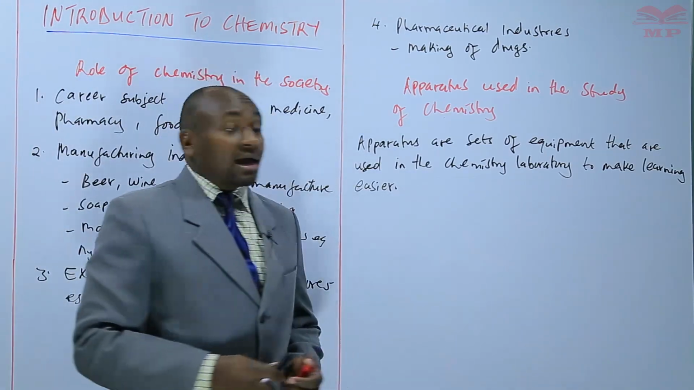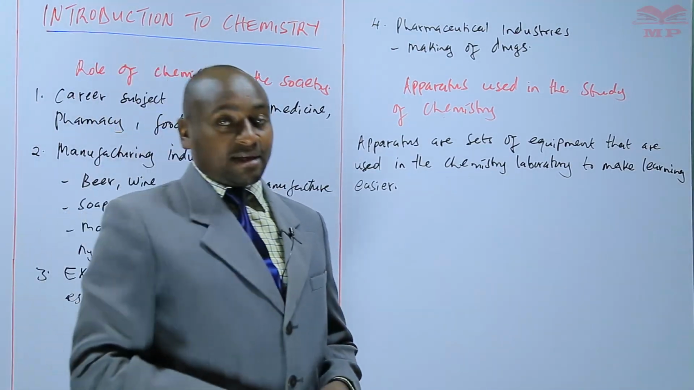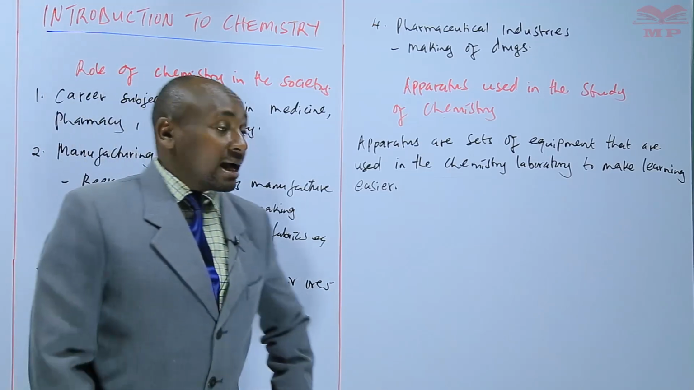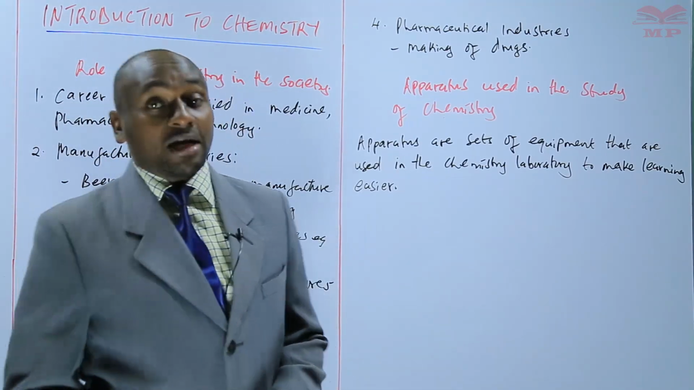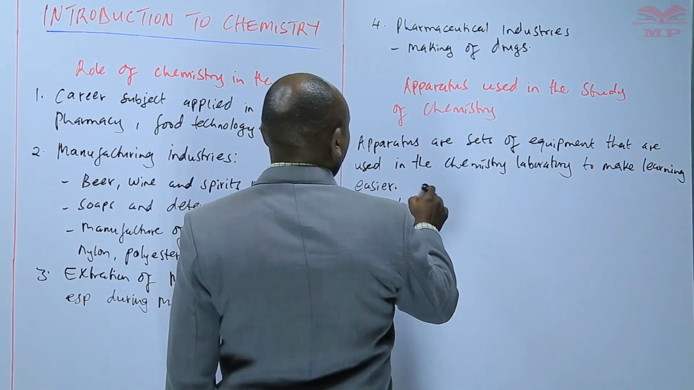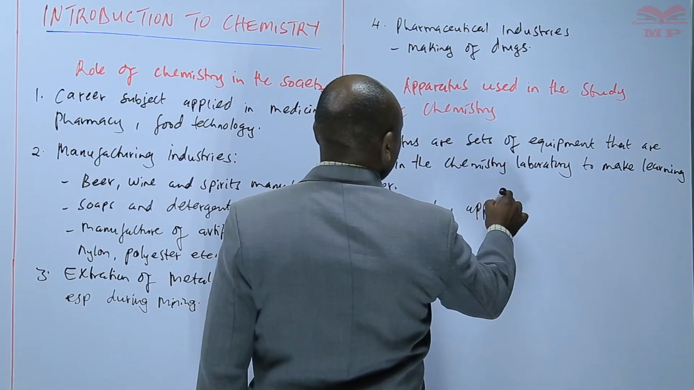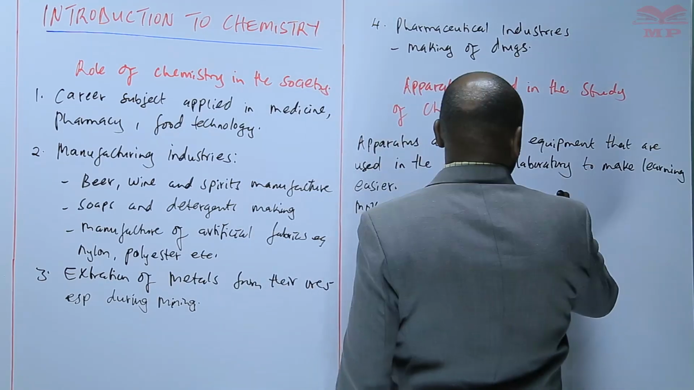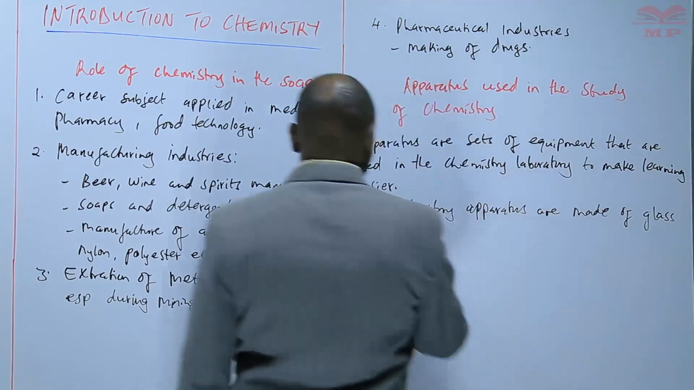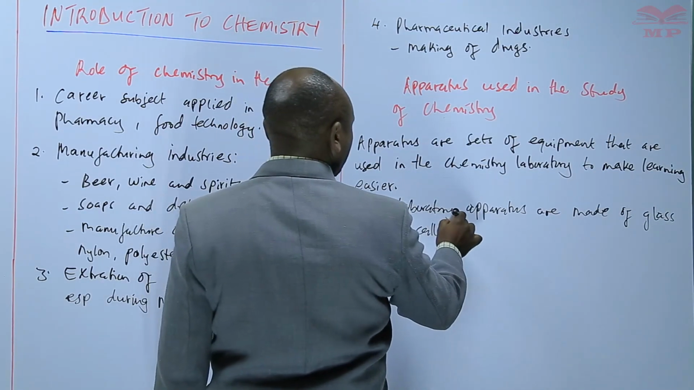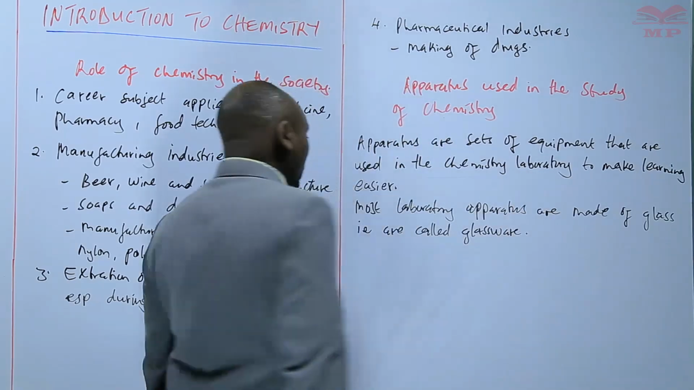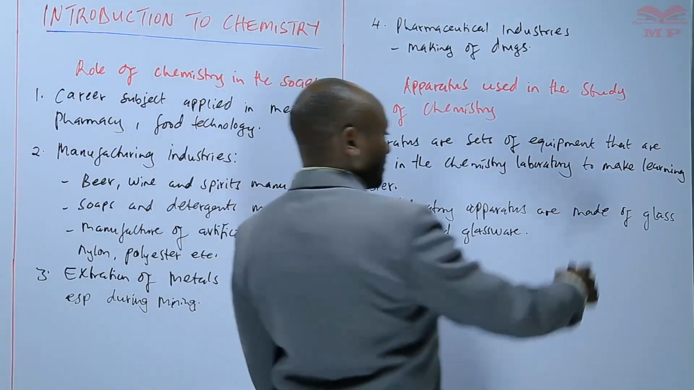Most of these apparatus are made of glass. And those apparatus that are made of glass, we refer to them as glassware. So glassware form the majority of the apparatus that we have in chemistry laboratory. So you can say that most laboratory apparatus are made of glass, that is, are called glassware. Why are these apparatus made of glass? There's a reason for that.